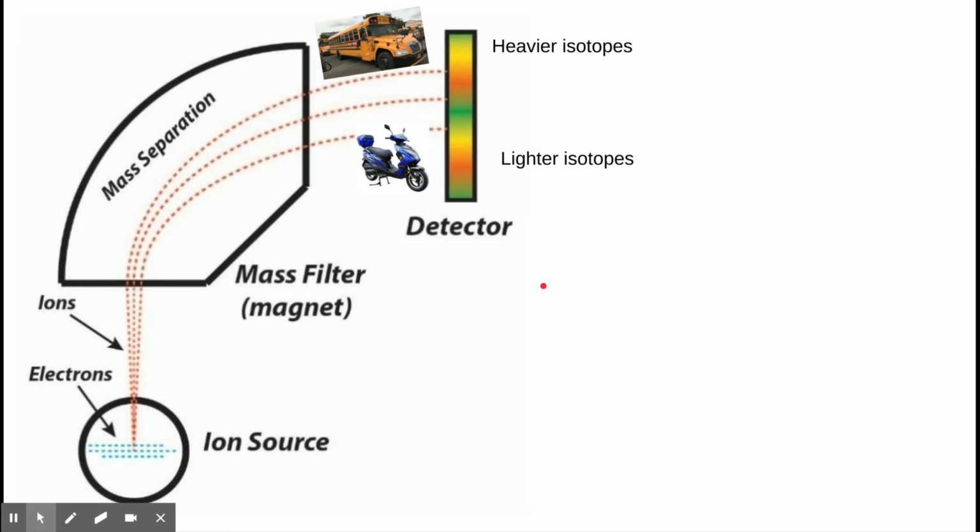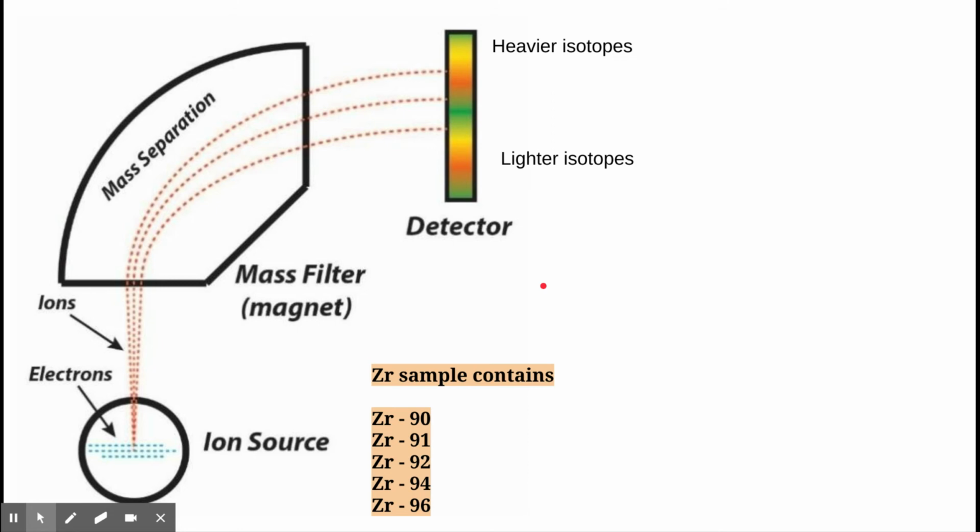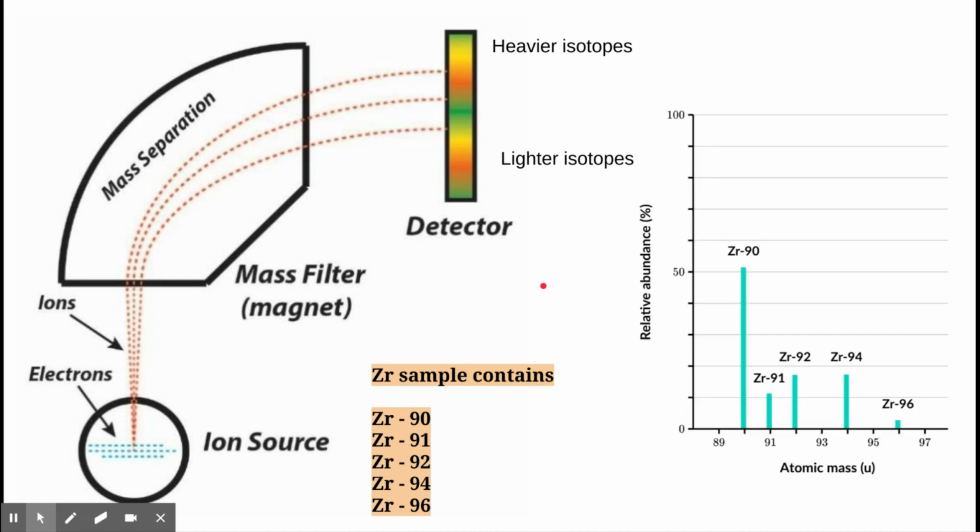Same idea with isotopes. We send isotopes through, and lighter isotopes register on one part of what we call a detector, and heavier isotopes register somewhere else. We obviously don't run buses and mopeds through this, but we do run samples through it. If we took a sample of Zr, which is zirconium, which actually has 5 different natural isotopes, and sent it through, we would get something that looks like this.